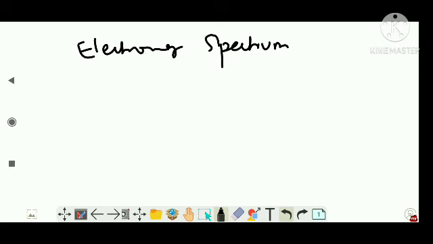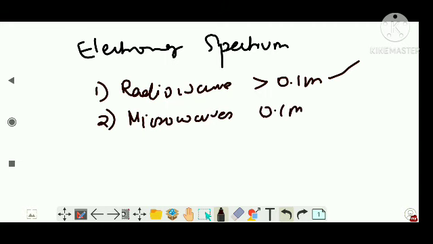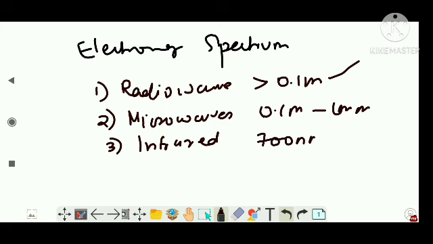Different categories of EM waves we are writing in decreasing wavelength. The first one is radio wave, with wavelength greater than 0.1 meter. It has the highest wavelength, so I'm writing in decreasing order. The second one is microwaves, with wavelength from 0.1 meter to 1 millimeter. The third one is infrared, with a range of around 700 nanometer.